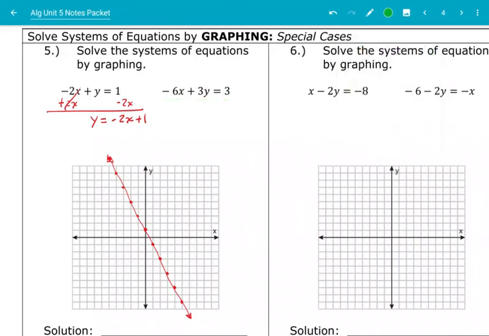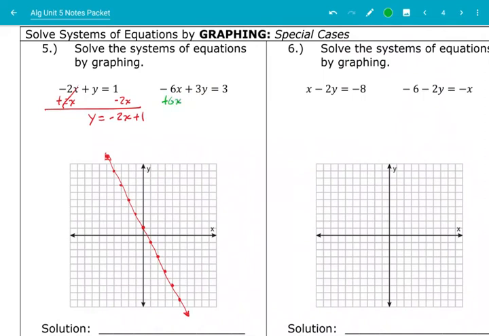Let's convert this too. So I'm going to add 6x to both sides, plus 6x. That gives me 3y equals 6x plus 3. Divide by 3, divide by 3, divide by 3. Y equals, well, that becomes 2x. That's 1. Okay. Y equals 2x plus 1.